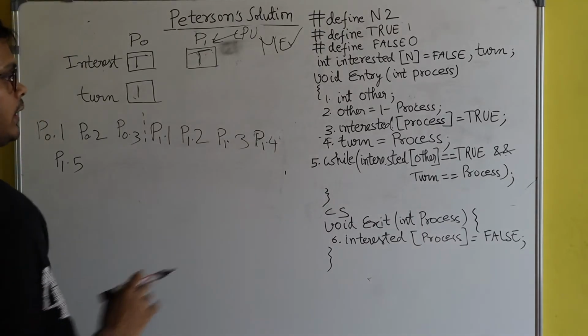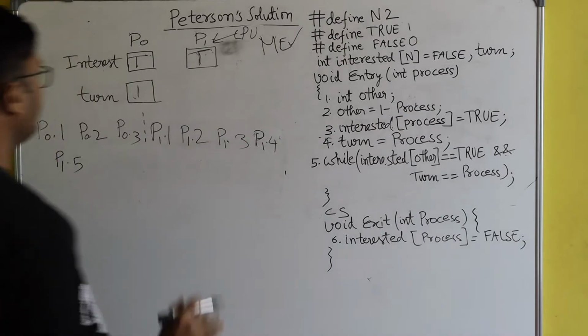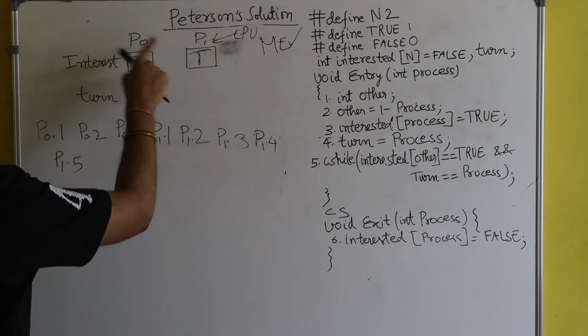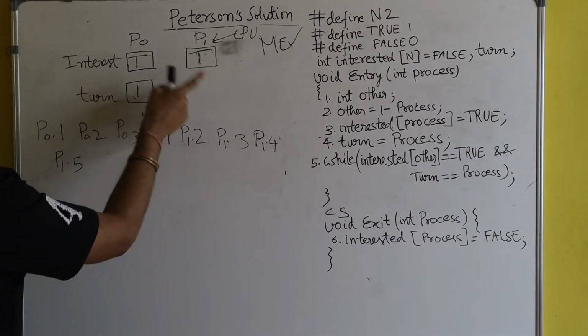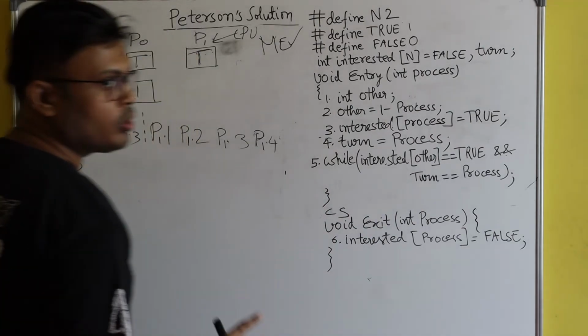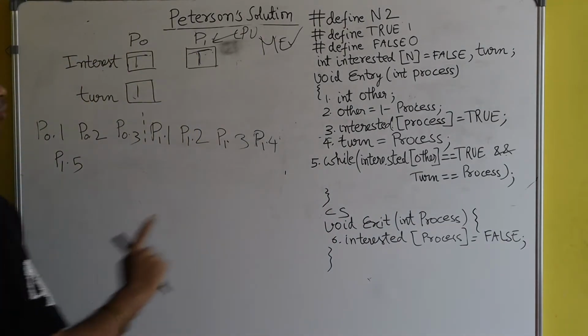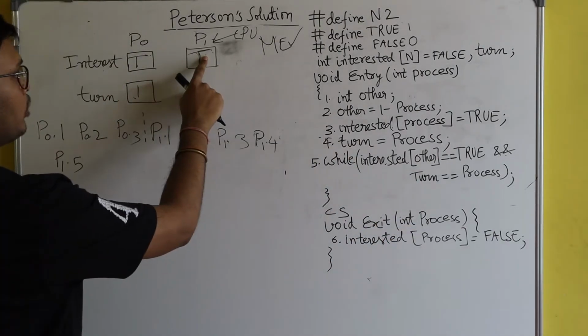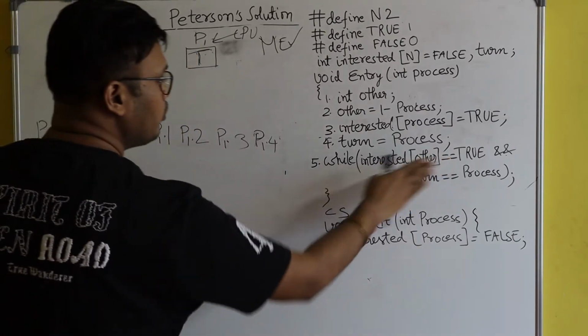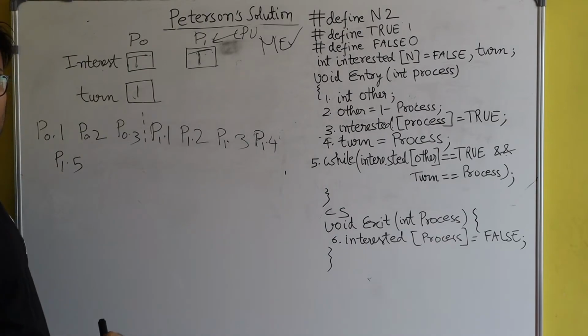You can see here interest of other is equal to true. Since CPU is with process P1, so other is P0. So interest of 0 is true, obviously. And turn is equal to process, and this is also true. So it means both the conditions are true.